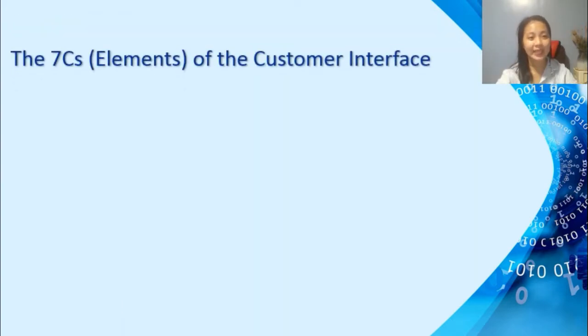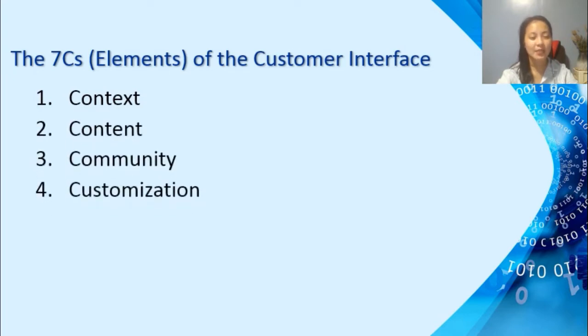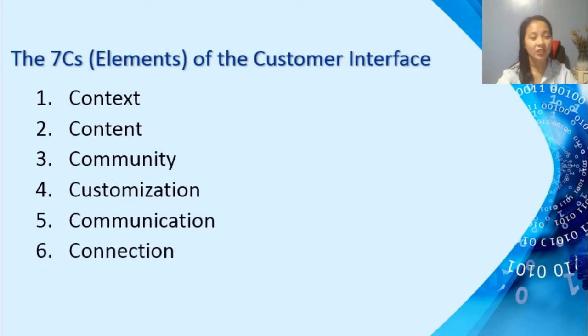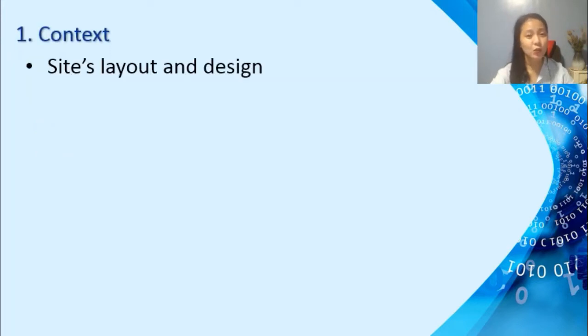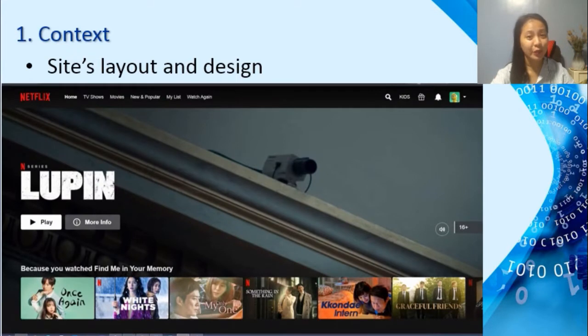Now, let's take a look at the 7 elements of the customer interface. 7 C's, where the first C is context, content, community, customization, communication, connection, and commerce. So we will discuss each of them later on. For the first C is the context. So as soon as you open the website, you know the look and feel of it. So, for example, this one. So you already know that it is a streaming service that offers a variety of TV shows and movies. So that is the context.